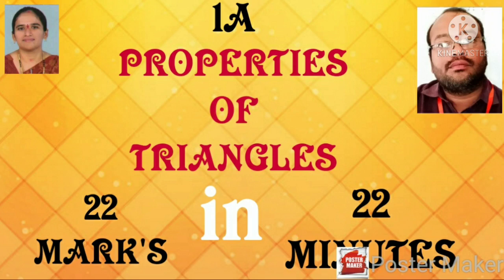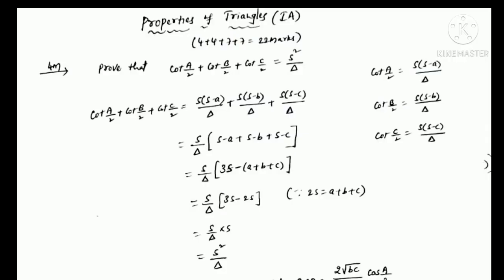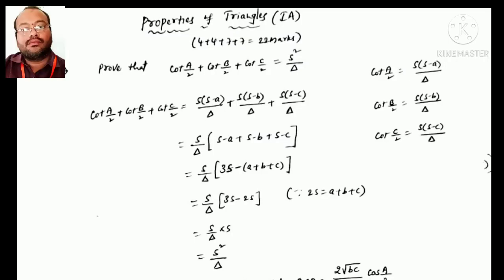So we will start our topic properties of triangles. 22 marks in 22 minutes. Our first question, prove that cot A by 2 plus cot B by 2 plus cot C by 2 equal to S square by delta. ఇక్కడ మనకు 4 plus 4 7 plus 4 7 total 22 marks ఉన్నాయి.